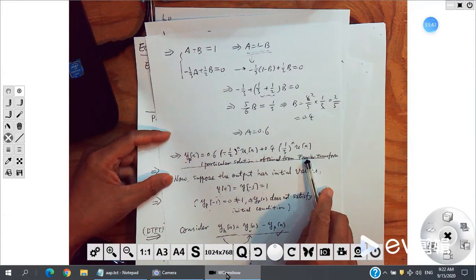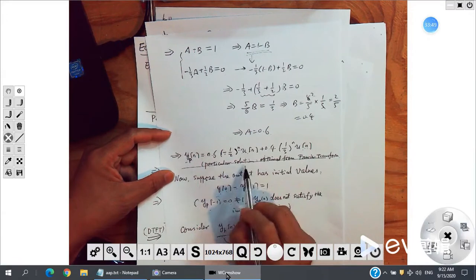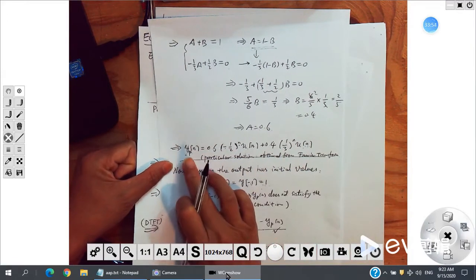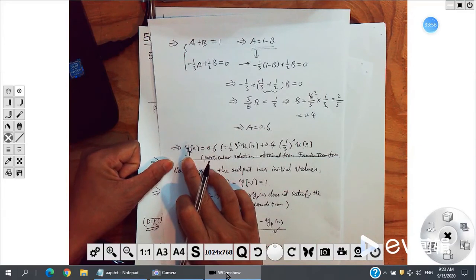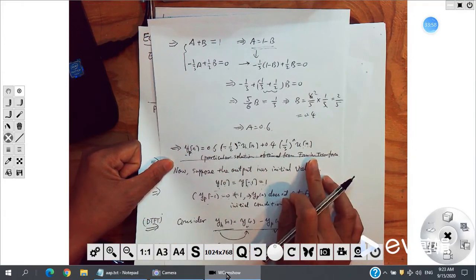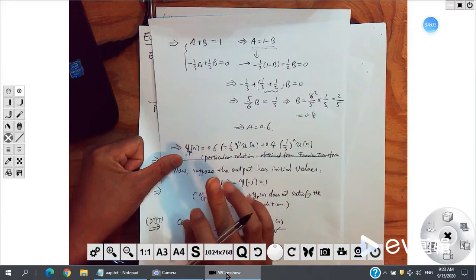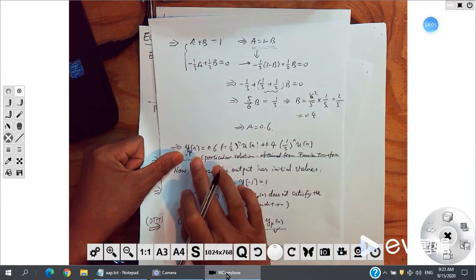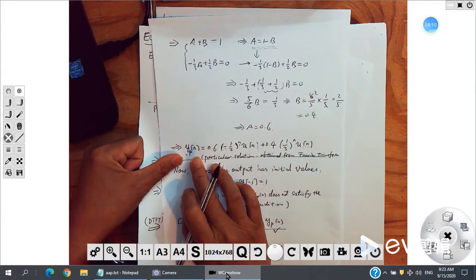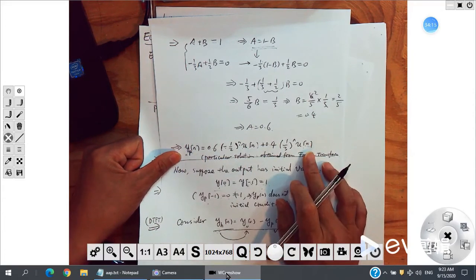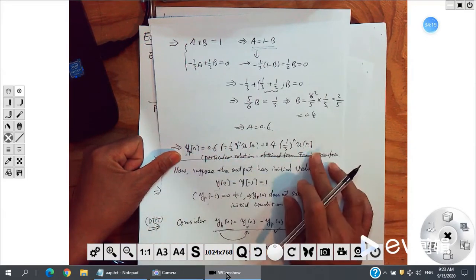So this is the first step. This particular solution is obtained from Fourier transform. Actually, if you want, you can use any method, not just Fourier transform. You can use any method to find the particular solution, and that particular solution might be different if you use a different method. Later we will have Z transform. If you use Z transform to find the particular solution, you can have a different form, a different particular solution.